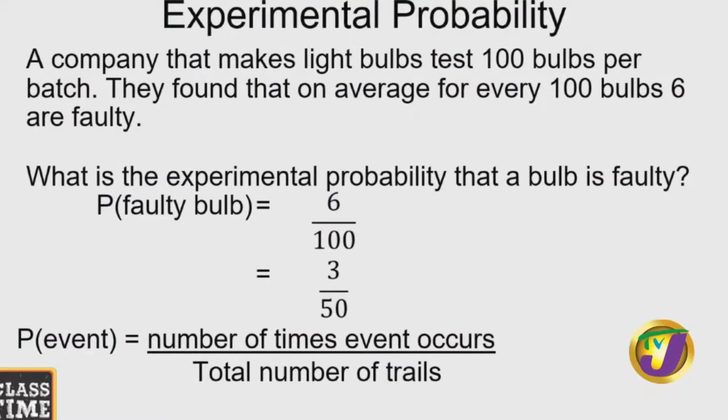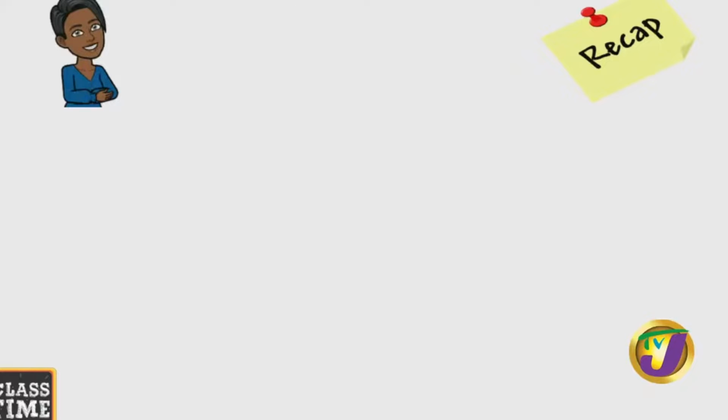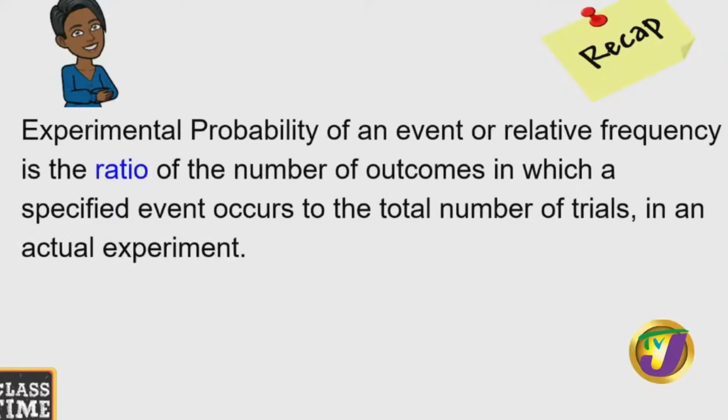Good. So let's just recap. Experimental probability of an event, or relative frequency, is the ratio of the number of outcomes in which a specified event occurs to the total number of trials in an actual experiment.